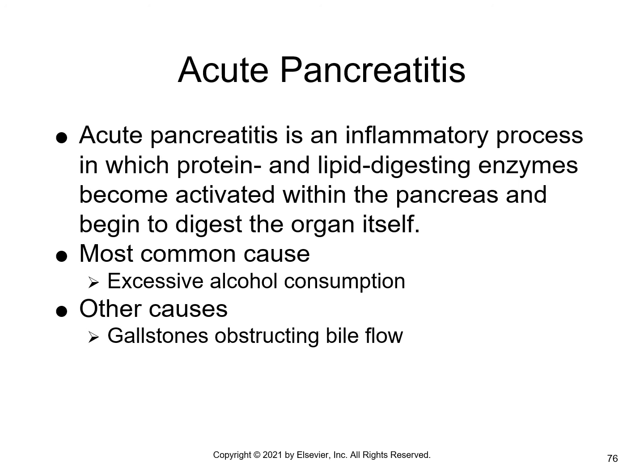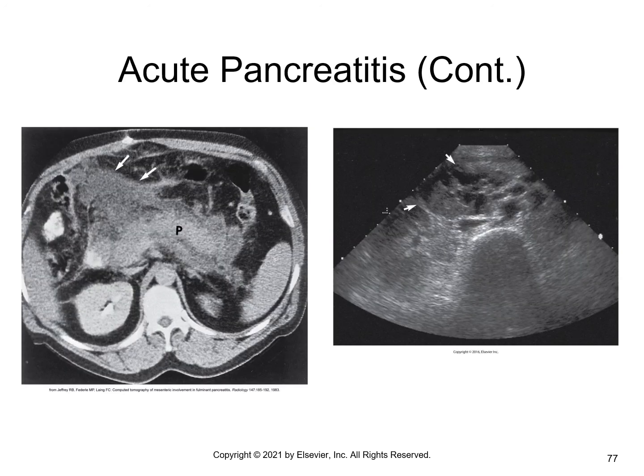And when it does that, those enzymes begin eating up the pancreas. Now, what stimulates that initial leaking? Usually it's going to be excessive alcohol consumption. However, other things such as obstruction of gallbladder flow, obstruction of bile flow can cause the same sort of reaction. This is an extremely painful situation. People are very, very sick from this with nausea, vomiting, diarrhea, and extreme epigastric pain.